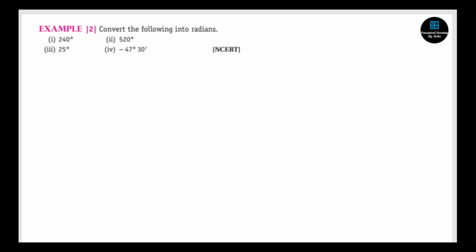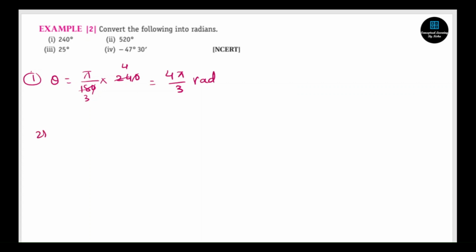Now we have to convert the following degrees into radians. So what we have to use is the degree to radian conversion, right? So I can say theta equals pi over 180 times the degree, so 240. And when I simplify this, I can divide by 6: 6 by 4, 6 by 3. So I can say this is 4 pi by 3 radian. You have to write the unit.